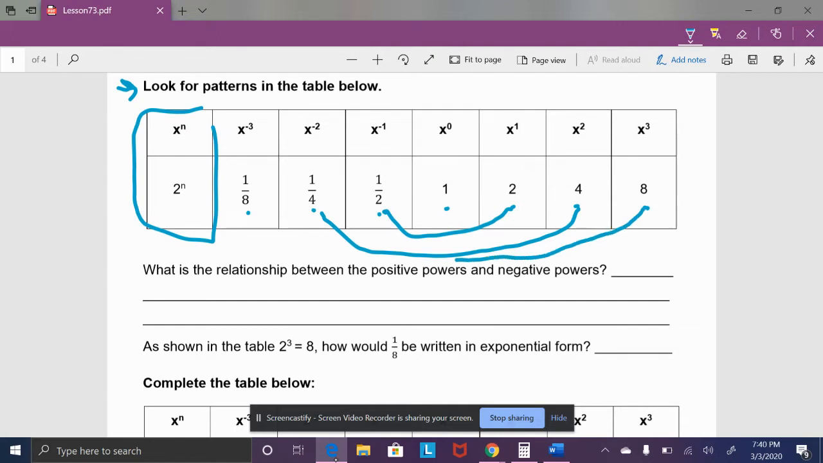The only difference between a positive and negative exponent is that when you have a negative exponent, it's the reciprocal of the positive exponent. Because if we wrote 2 as a fraction, it's 2 over 1, 4 over 1, 8 over 1. So when we flip those, that's what we get when we have a negative exponent. So what is the relationship between the positive powers and negative powers?